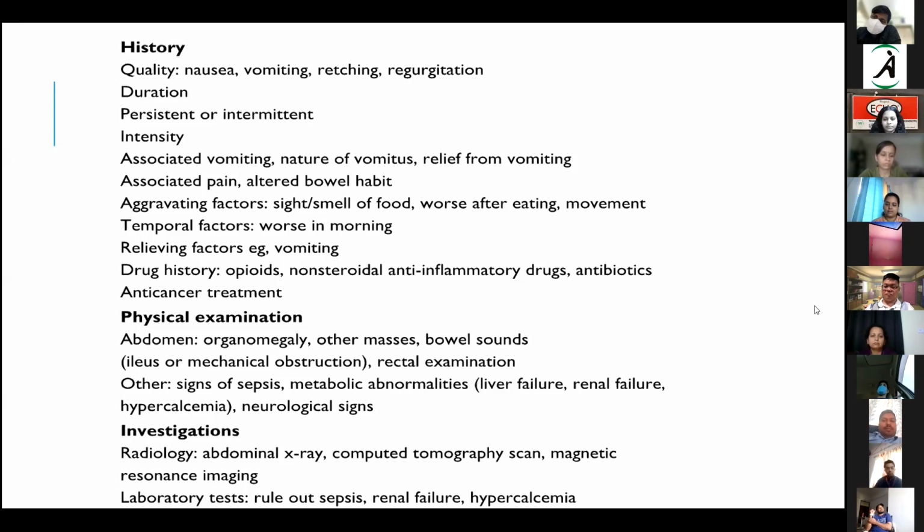Also, along with that, when we see in oncology, a lot of patients will have cancer treatment related nausea and vomiting, radiation induced or chemotherapy induced. I'll come ahead in the lecture where we discuss those two topics.